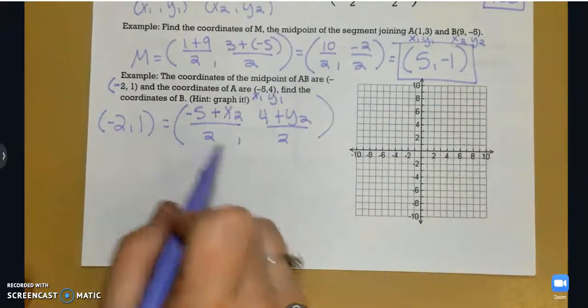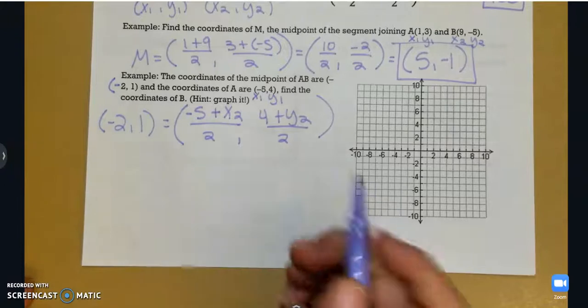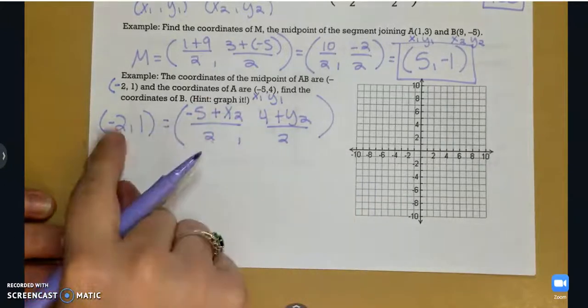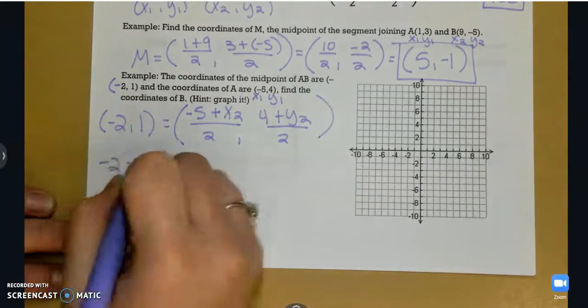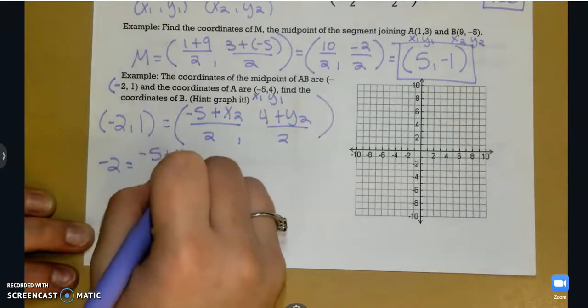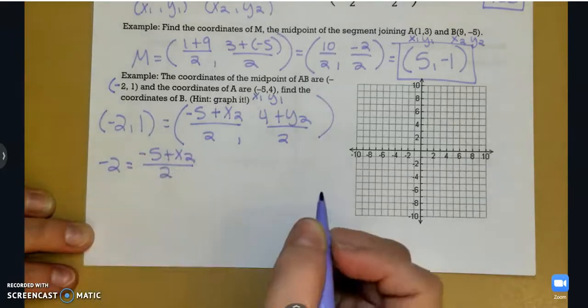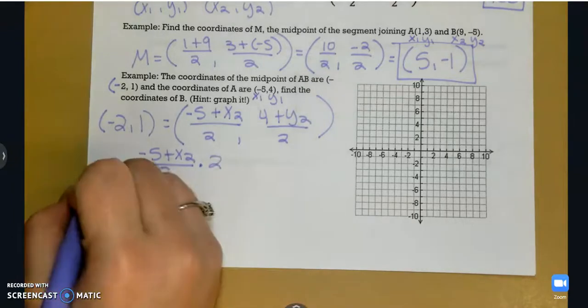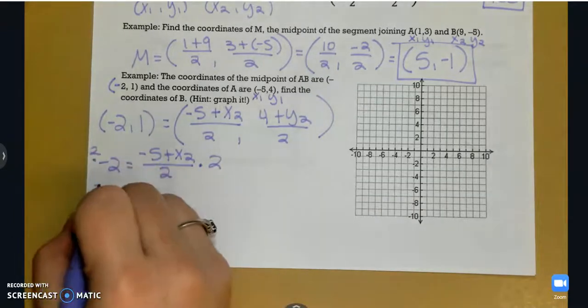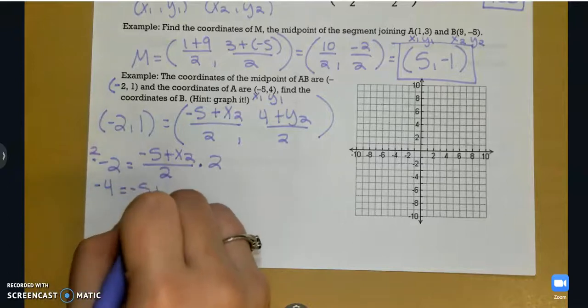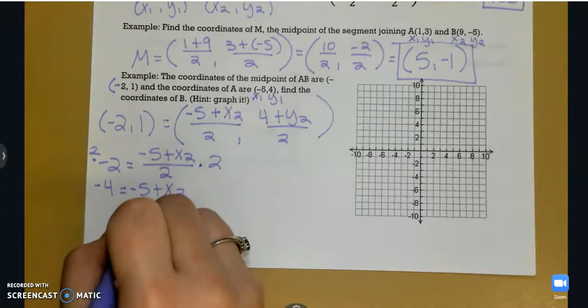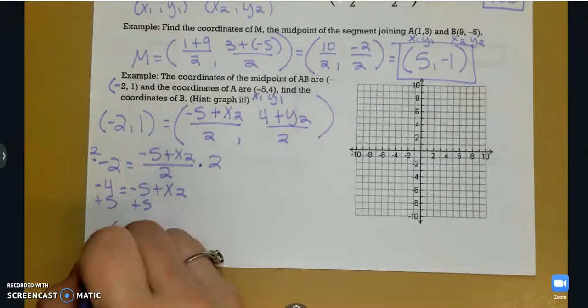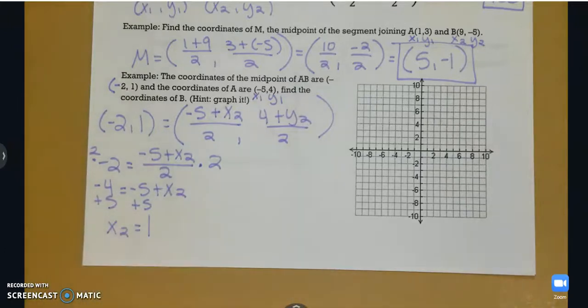So we can use algebra to solve for this x and y value. So our x value was -2. So that would be equal to our -5 plus x2 over 2. And I can use algebra to solve for x2. First, I need to get rid of that denominator, so I'm going to multiply by 2 on both sides. And then I just need to add 5. And so our x2 value is +1.